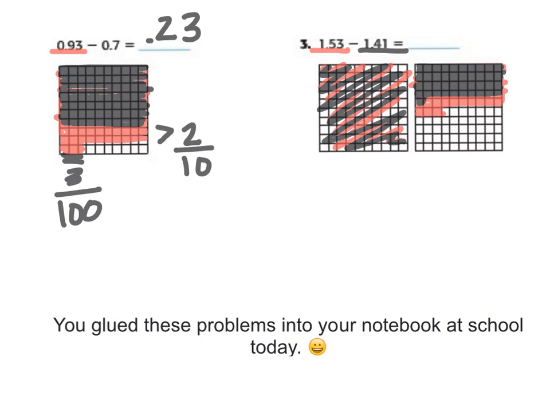Our third step is just to see how much we have left. So if I were to count our hundredths, I have 12 hundredths left. So to write this as a decimal, I would put my decimal point and then a 1 in the tenths place and a 2 in the hundredths place. So I know that 1 and 53 hundredths subtract 1 and 41 hundredths is just equal to 12 hundredths.